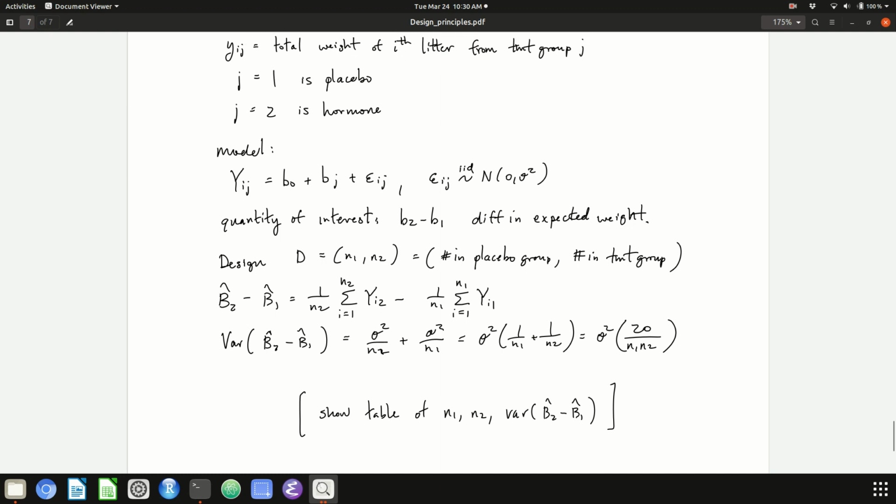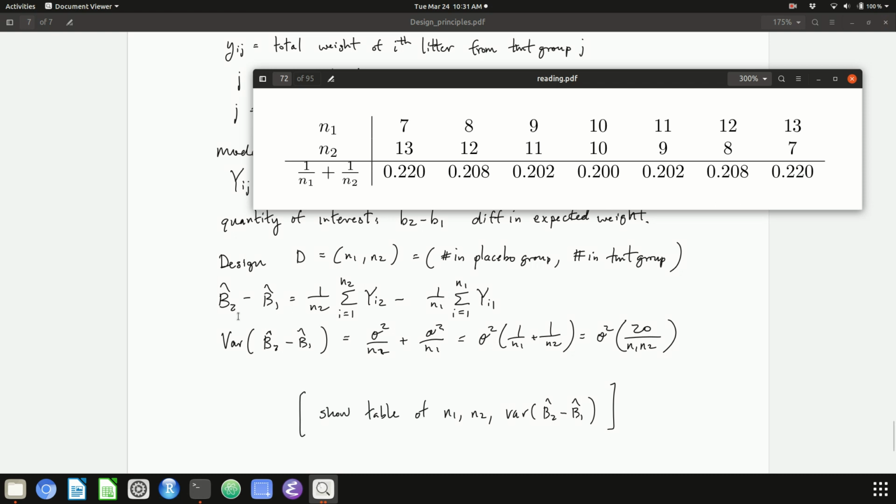All right, so the idea is we want to pick this design, n1 and n2, where n1 and n2 have to add up to 20, so that this variance is smaller. The way we're going to do that is we're going to pick a bunch of different values for n1 and n2 and calculate what this variance is. Now, if you want to minimize this, it doesn't matter what sigma squared is. If you want to minimize sigma squared times 1 over n1 plus 1 over n2, that just means you have to minimize 1 over n1 plus 1 over n2. So we're going to look at the value of this quantity for different choices of n1 and n2.